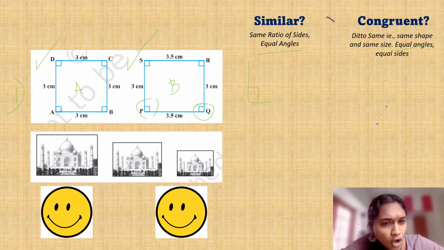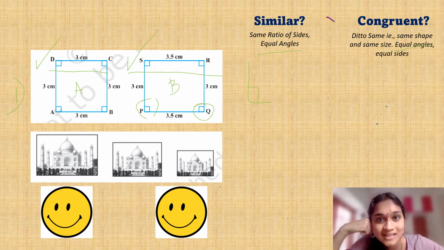Now would you say they are congruent? Are they ditto? No, they are not, because you can see that the side DC has length 3 centimeter, but side SR has length 3.5 centimeter. In order for these to be congruent, both of the figures should have the side lengths as equal. So in this case, the two figures are not congruent.